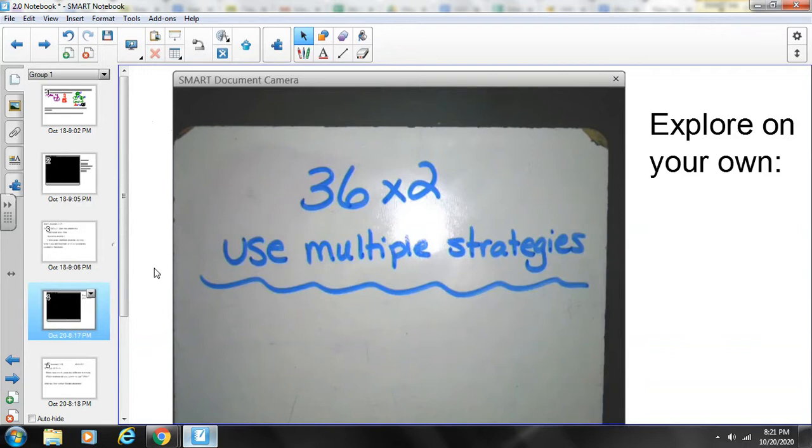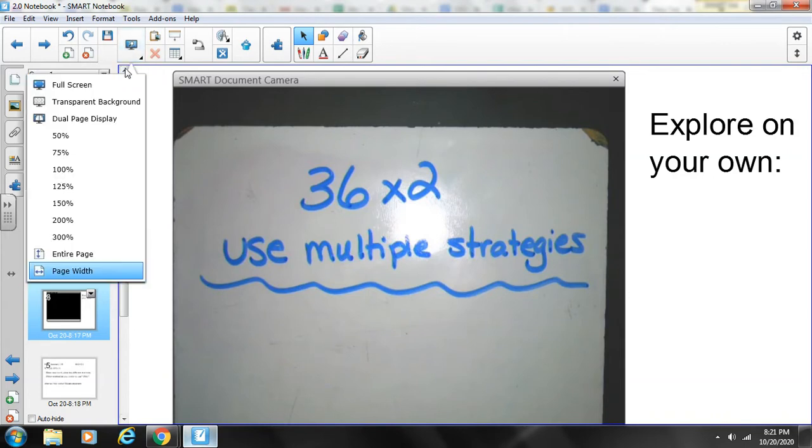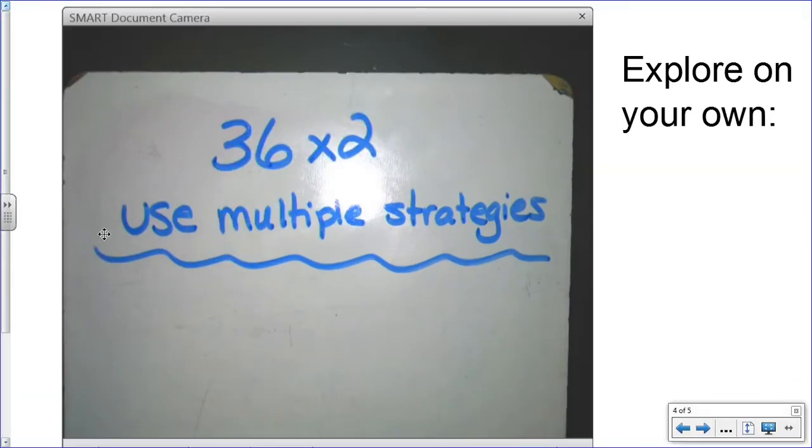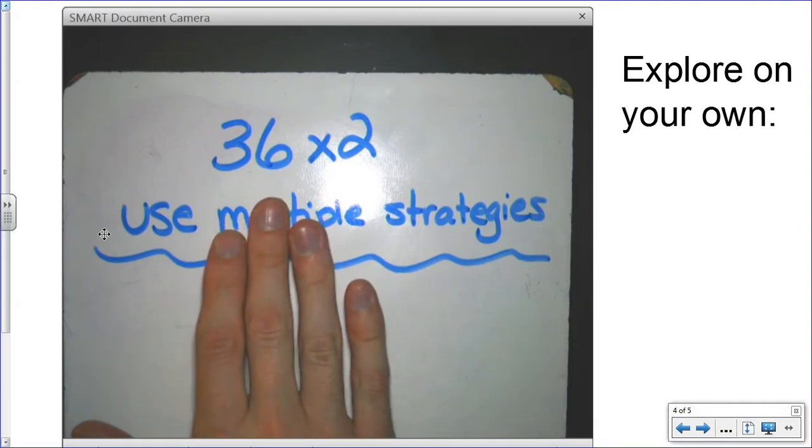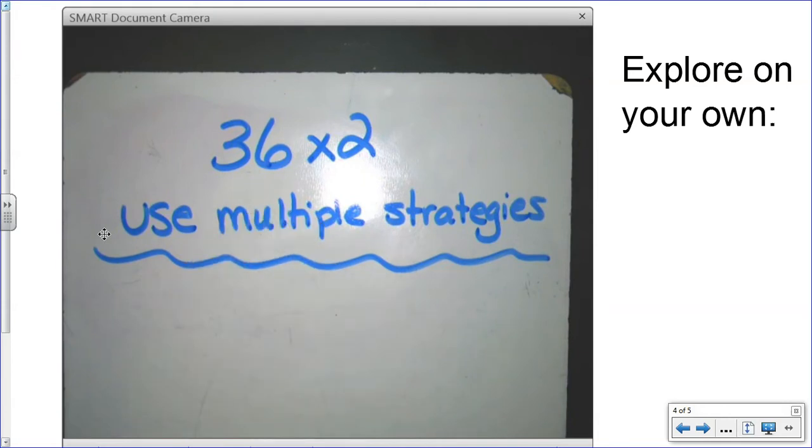I hope you're ready to do some extra special work with our numbers today as we consider carrying when we are multiplying numbers. To begin, what we want to do is start exploring on our own. So I want for you to take a piece of paper right now and multiply 36 times 2 using multiple strategies. And I want you to think back to the work we've done over the past couple of days and think about different ways that we could multiply 36 times 2. Pause this video, and then we'll come back and chat about a few of them.